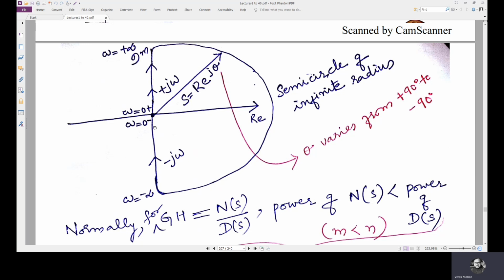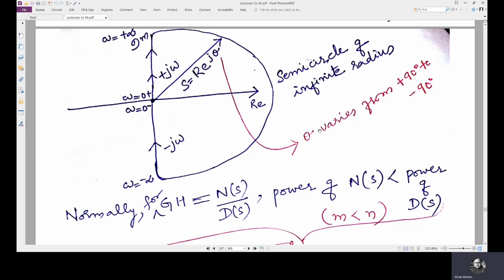But actually we need to get 0 minus to minus infinity also. So instead of drawing the complete plot, initially we draw 0 plus to plus infinity, and we take the mirror image also, and we combine both. Then we will get the full plot. That is what we are going to do. We'll see that. I'm just mentioning it here, that's all.